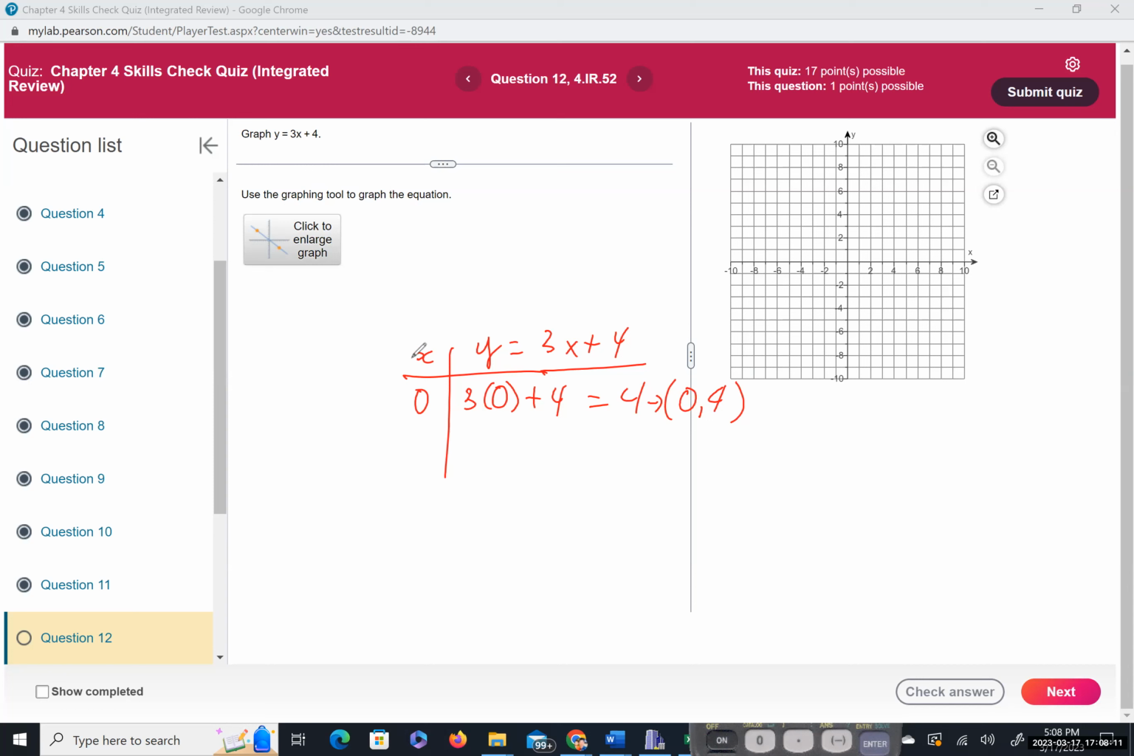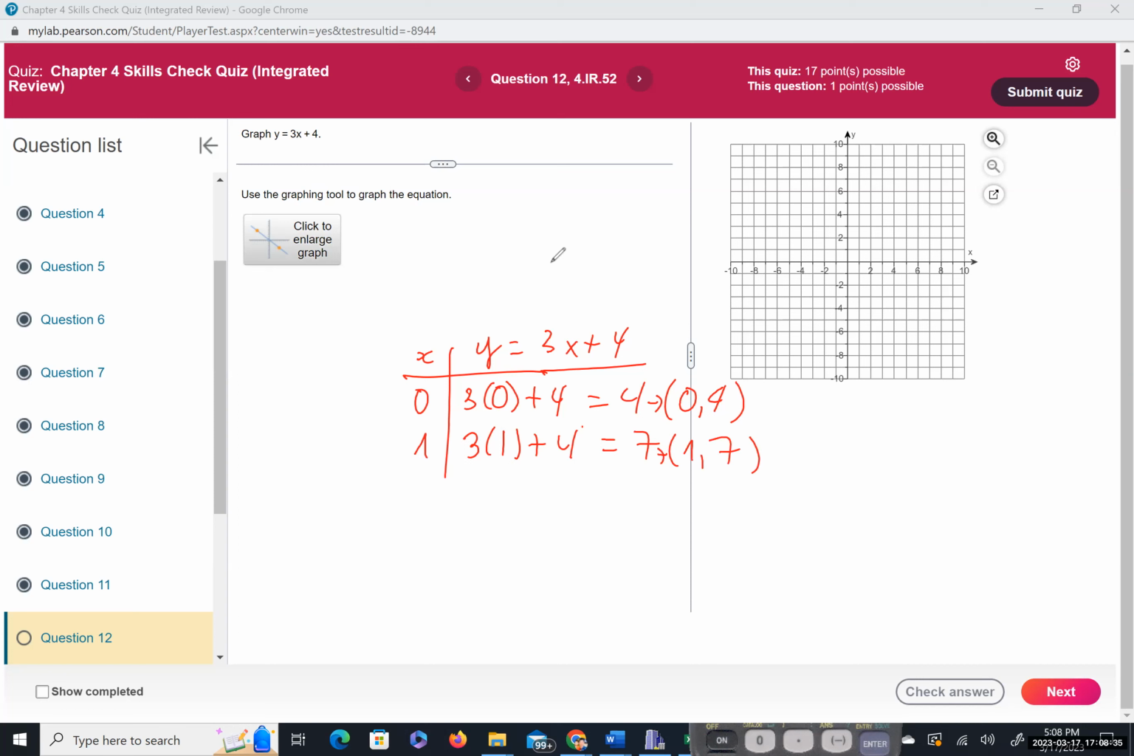The other value for x, you can choose an easy one. I would say number 1, right? Just two points are going to be okay for you to draw the graph. So I choose 1, and then it's going to be 3 times 1 and then plus 4. So you're going to have 3 plus 4, which is 7. So this point is going to be 1, 7.